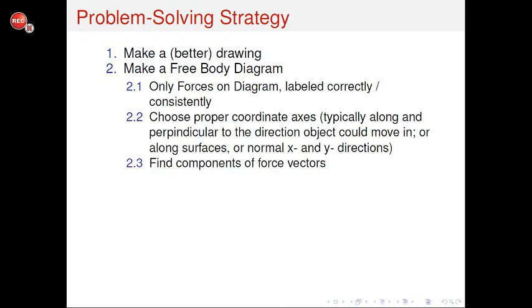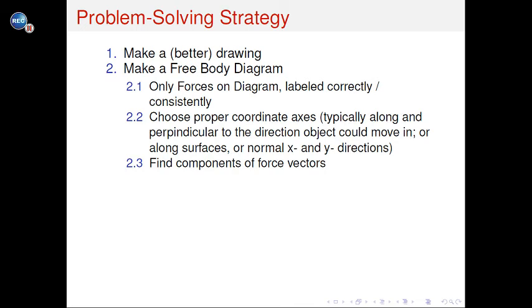Once you pick your coordinates, then you want to find, if you have something that has components, those components. Most of the time you're trying to pick directions so that most of the vectors are only in one coordinate direction. They're in the X direction or in the Y direction, or they're perpendicular or parallel to some coordinate direction. And so you're trying to minimize the number of vectors that you're trying to find components for.